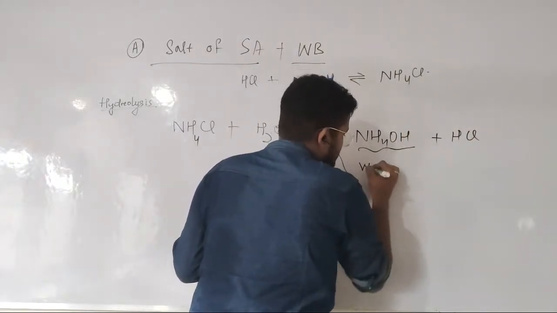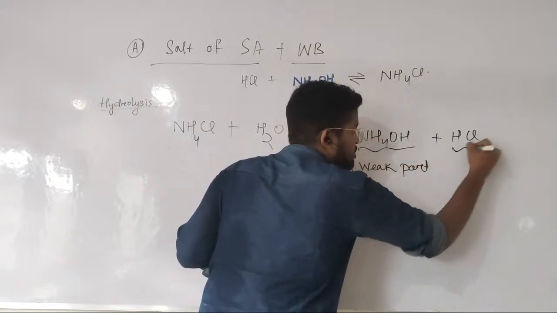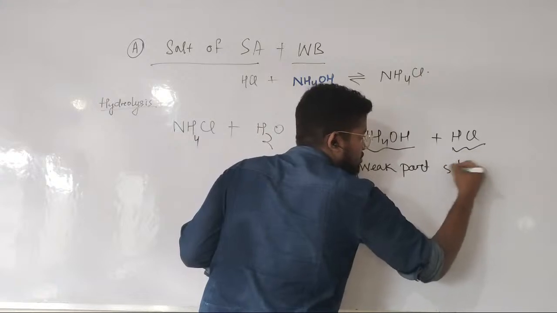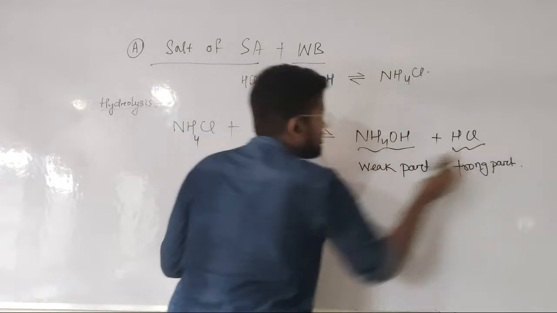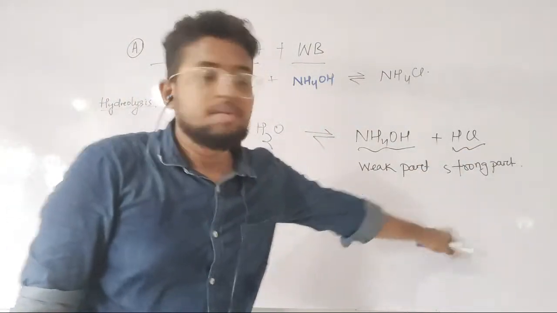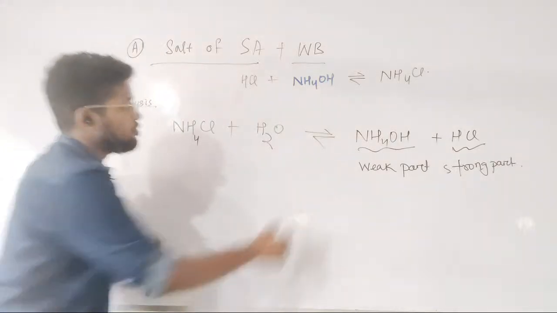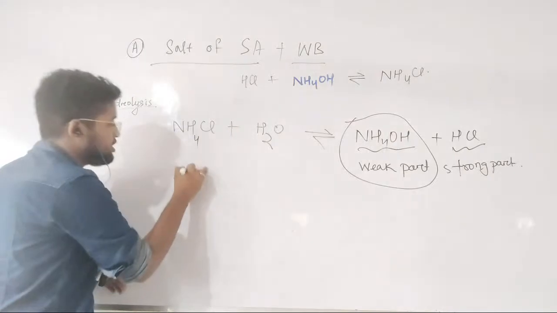So always focus on the weak part and the strong part. Why am I saying this is the weak part? Because this is a weak base. And why am I saying that is the strong part? Because that is a strong acid. So always focus on this weak part. So how is this weak part made?